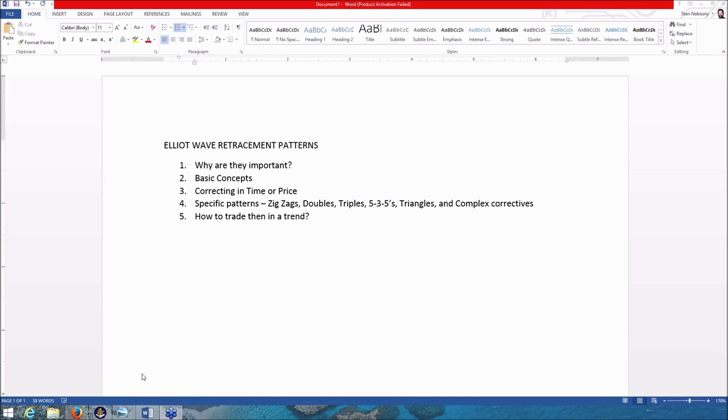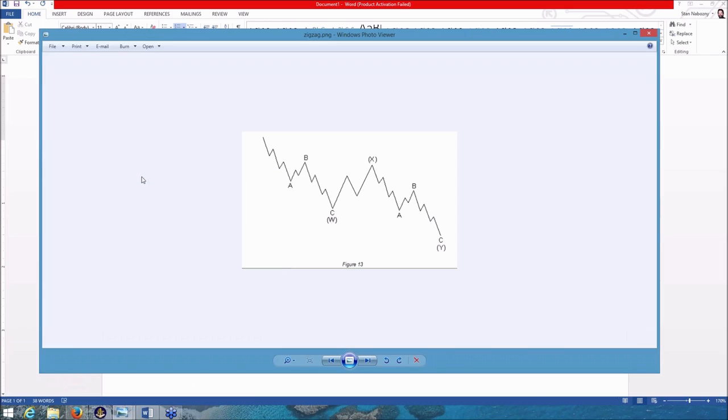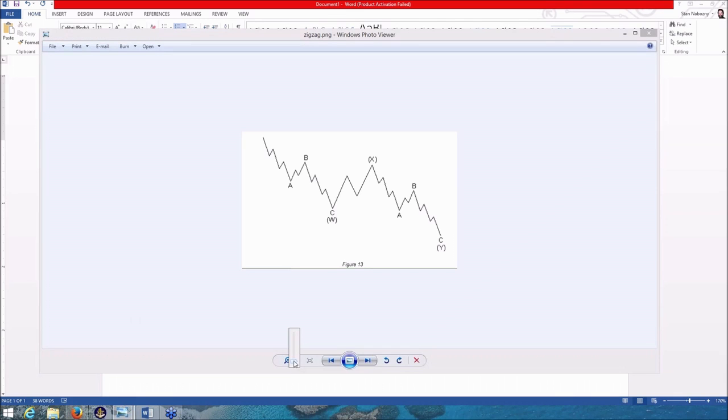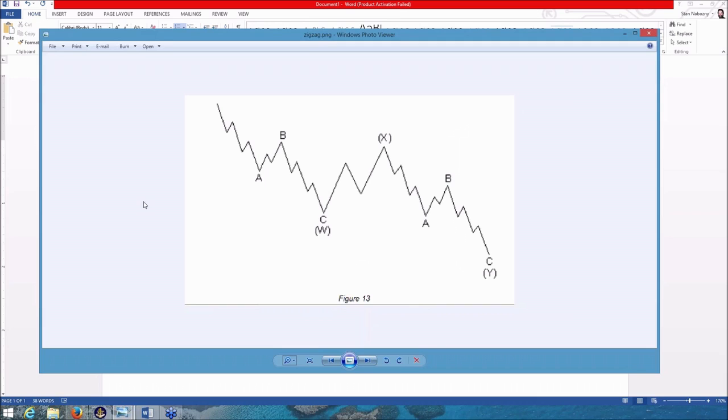Yeah, absolutely. Okay, so let's get into some basic concepts, and I'm going to start with just the basic concept of a retracement pattern. If we're in a bullish trend, here is a nice picture of a retracement pattern. Let me make it a little bigger here so we can zoom in. This is showing actually a couple of different retracement patterns. First of all, do you see the 5-3-5?